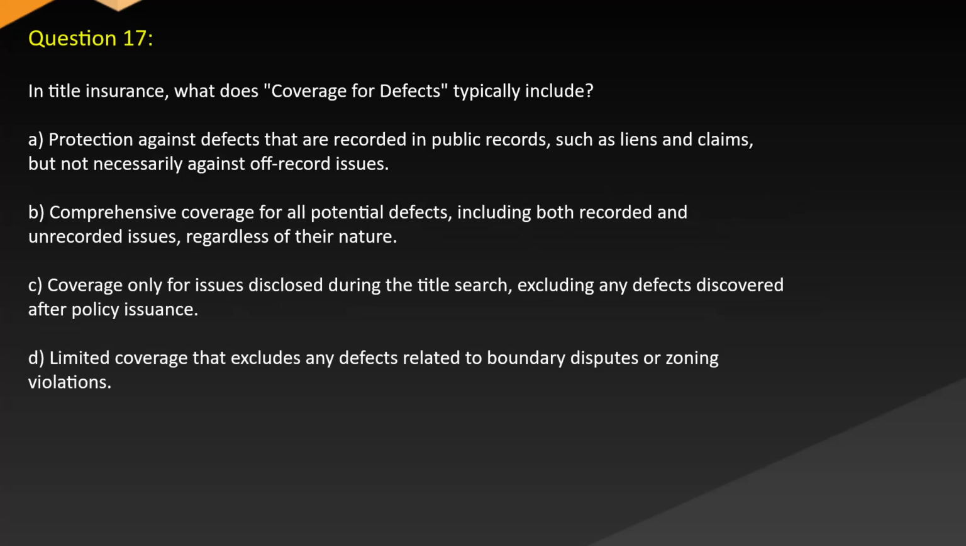Question 17. In title insurance, what does coverage for defects typically include? A. Protection against defects that are recorded in public records, such as liens and claims, but not necessarily against off-record issues. B. Comprehensive coverage for all potential defects, including both recorded and unrecorded issues, regardless of their nature. C. Coverage only for issues disclosed during the title search, excluding any defects discovered after policy issuance. D. Limited coverage that excludes any defects related to boundary disputes or zoning violations.